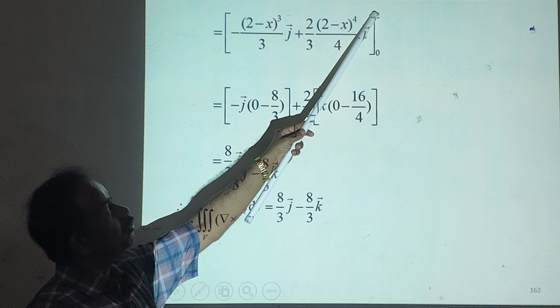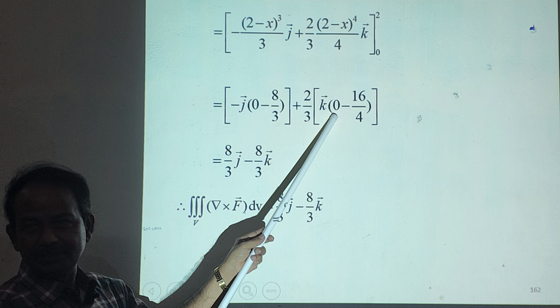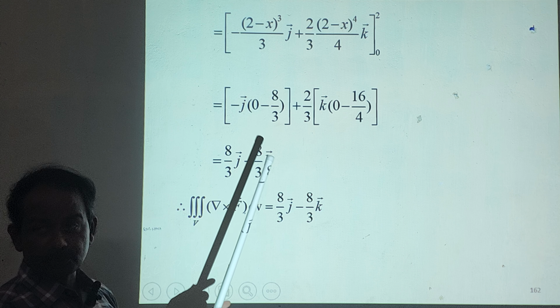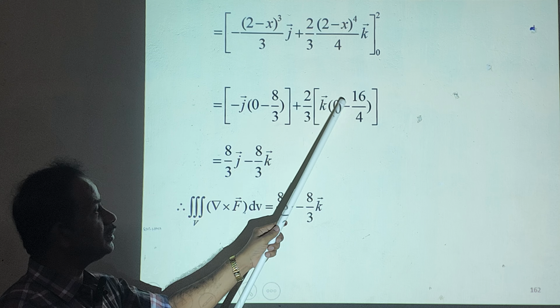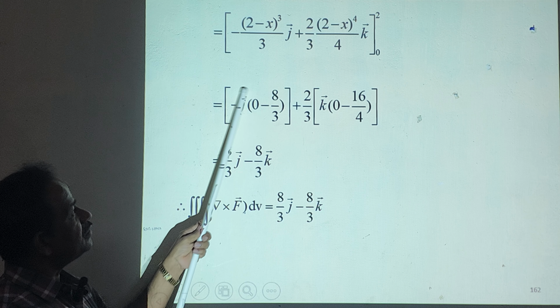Similarly, you are going to substitute 2 first. So 2 minus 2, that will give you 0 here. So 0. Then again you will have to substitute 0 here. So 2 to the power 4. So that will give you minus 16 by 4. Is it okay? Now minus minus plus.